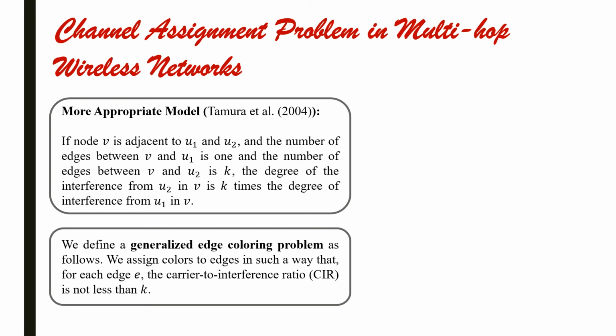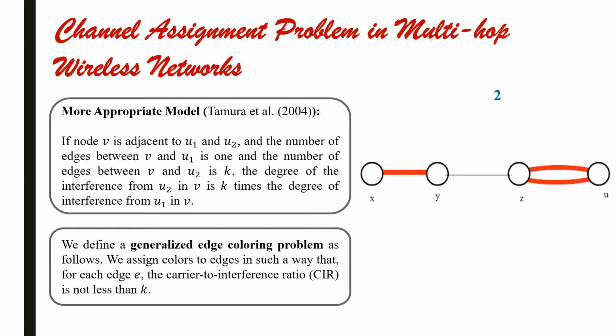Let us consider the following figure. Here, a color is assigned to the edge connecting X and Y and to the edges connecting Z and U. Notice that terminal Z receives a carrier from terminal U at the same time while receiving interference from terminal Y. However, the number of edges between Z and U is 2 and the number of edges between Z and Y is 1. This means that the carrier to interference ratio is 2/1, which is equal to 2.